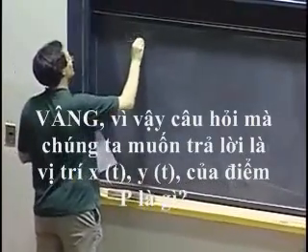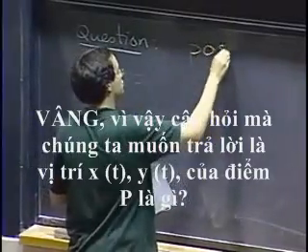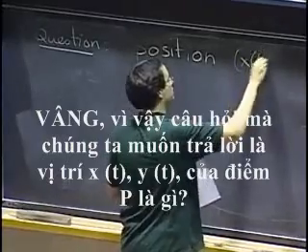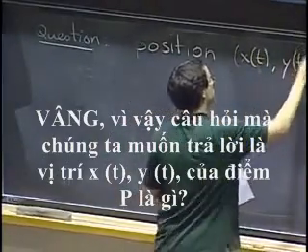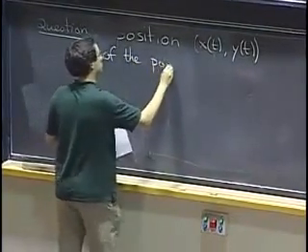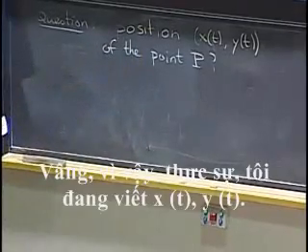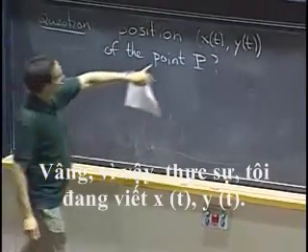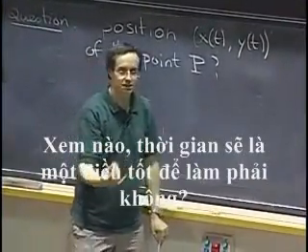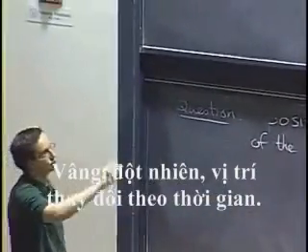Okay, so the question that we want to answer is, what is the position x of t, y of t, of the point P? Okay, so actually, I'm writing x of t, y of t. That means that I'm maybe expressing the position in terms of time. Let's see, is time going to be a good thing to do? Well, certainly the position changes over time.